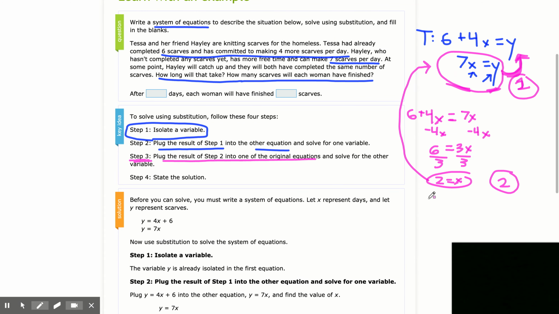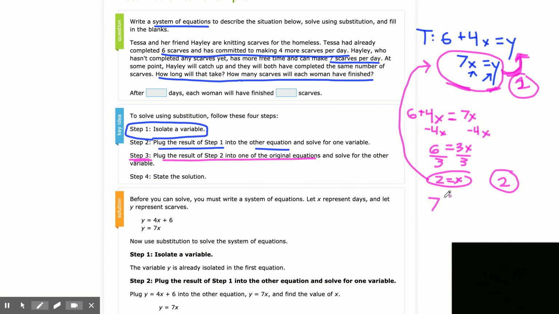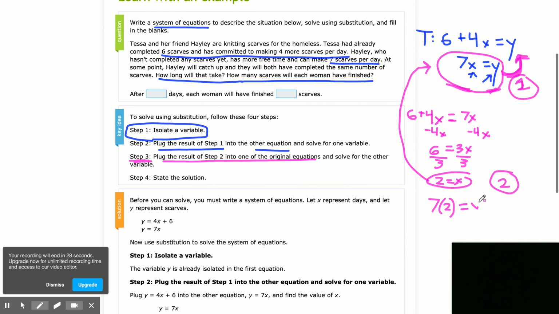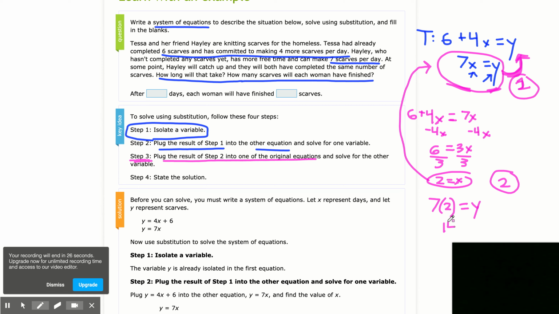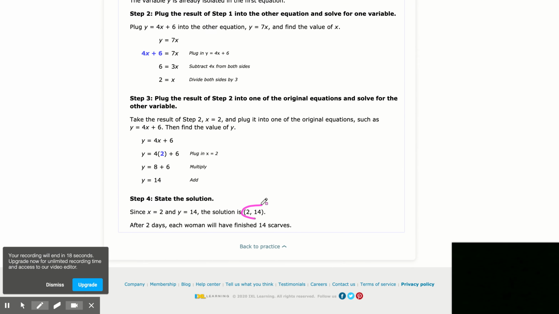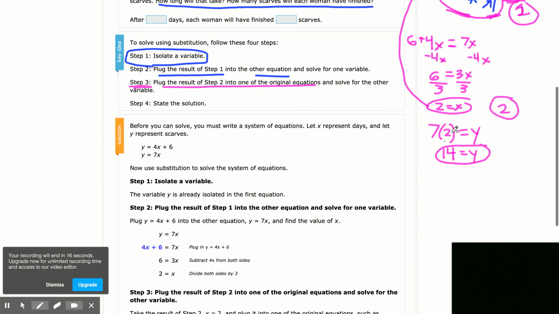This one's easier. So I have 7 times 2 equals y. 7 times 2 is 14. So y equals 14. All right, so at the very end, it should be 2, 14. Remember, when you are writing the coordinates, it should be x, y. So my answer is 2, 14.